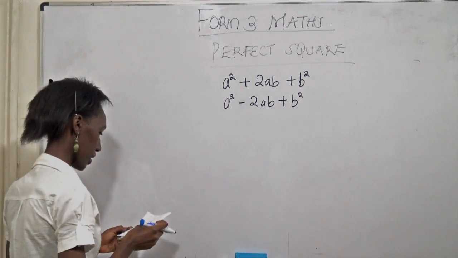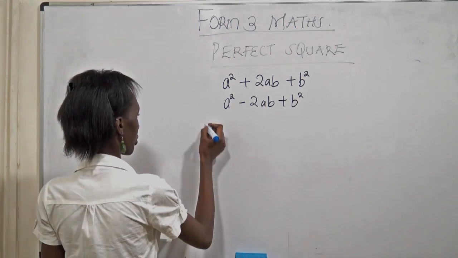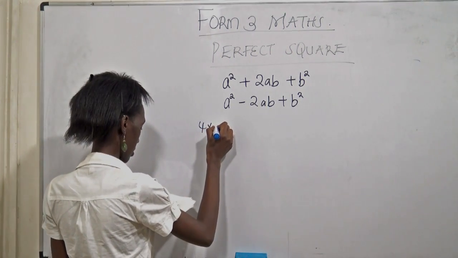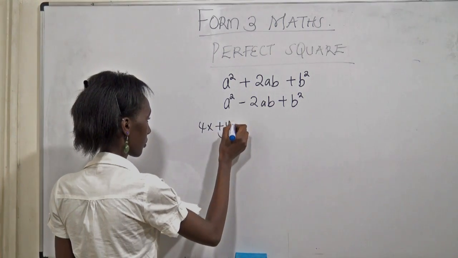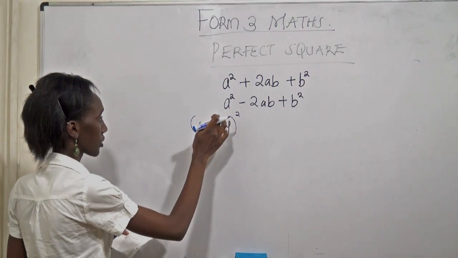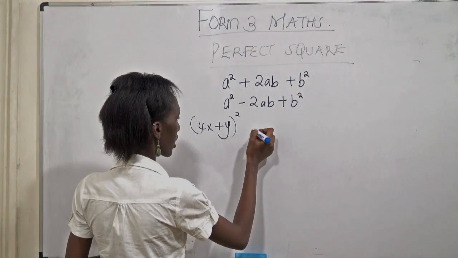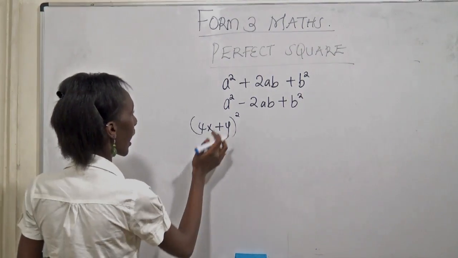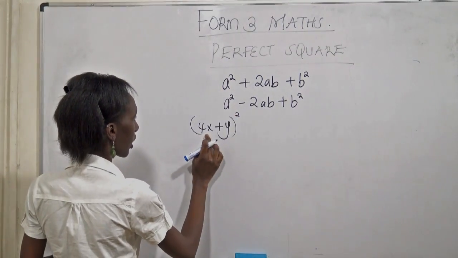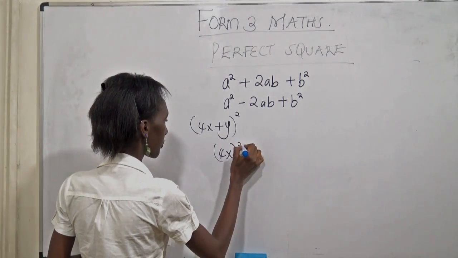So let us look at an example here. We have 4x plus y. We have to square. So a is the first term here. Remember, when we are writing our equations, we normally use a, b, c. So here our a is the first number, 4x, and we're going to square it.